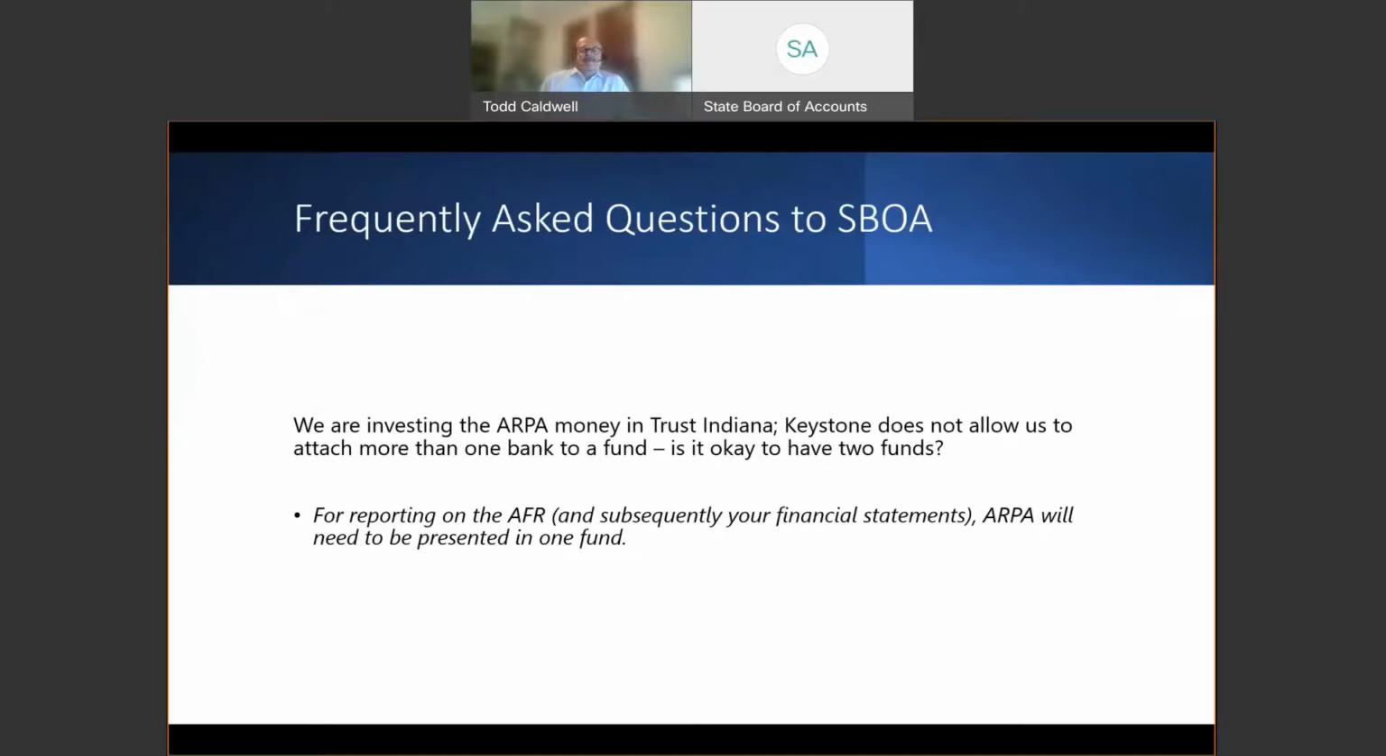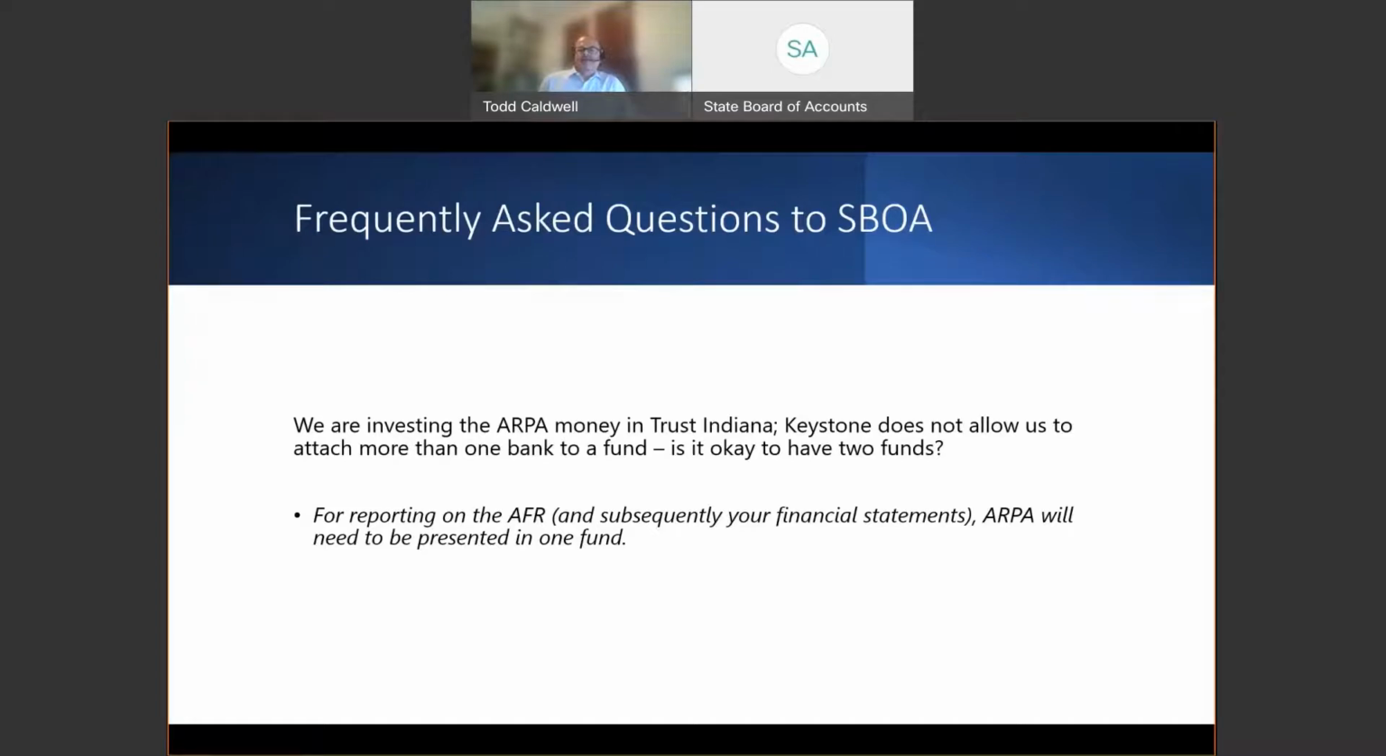Some people are putting their ARPA money in Trust Indiana investment, and a question that we had dealt with using Keystone accounting software. If you've got Keystone, you know it doesn't allow you to attach more than one fund or more than one bank to a fund. So the question's been, what do we do in that case? Is it okay to have two funds? And our position is we won't take exception if you have two ARPA funds, because one of them is money invested in Trust Indiana and because you have Keystone as your accounting software.